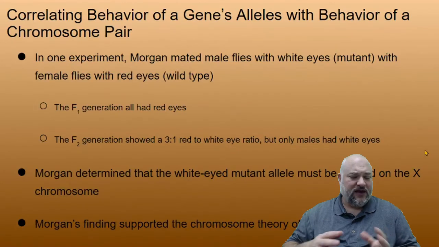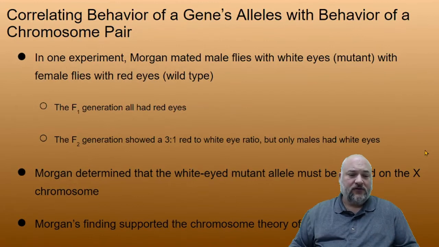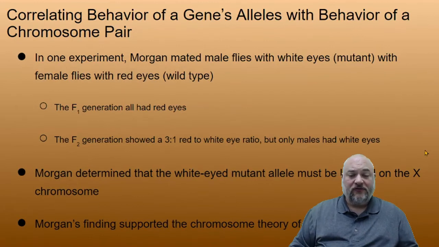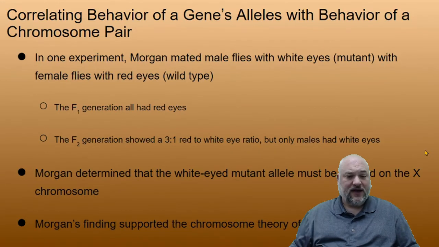So how was he able to correlate the behavior of a gene's alleles with the behavior of a chromosome pair? So in one of his experiments, Morgan mated male fruit flies with white eyes, the mutant, with females with red eyes, the wild type.